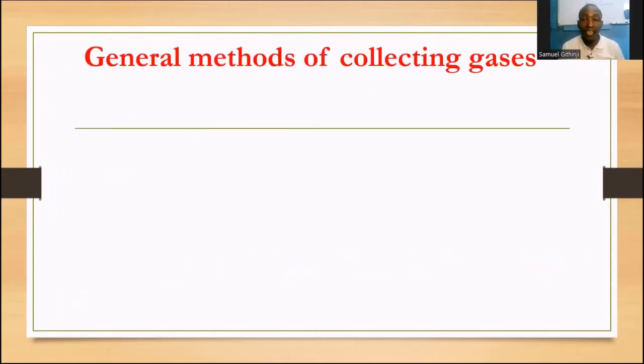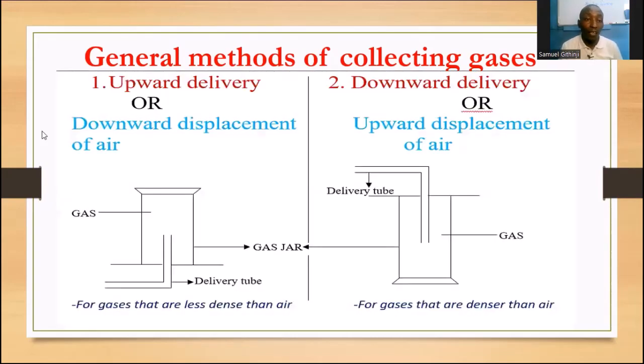Another general idea that I want us to get before we discuss the gases. How do we collect the gas? The different methods that we use to collect the gas. We start with the first two. The first one here is called upward delivery. You can as well call it a downward displacement of air. If you decide to use the word downward, displacement should be complete, that it is displacement of air. Look at this illustration here. The delivery tube is facing up. So that's why it is upward delivery. Why is it called downward displacement of air?